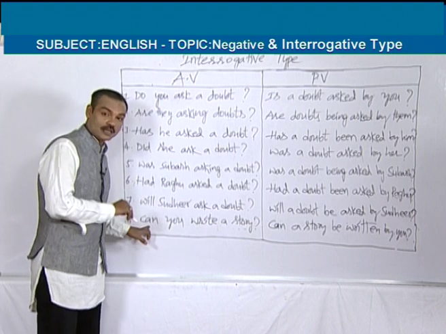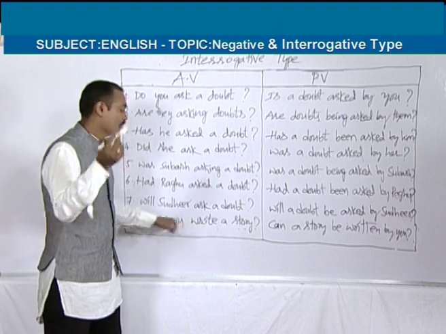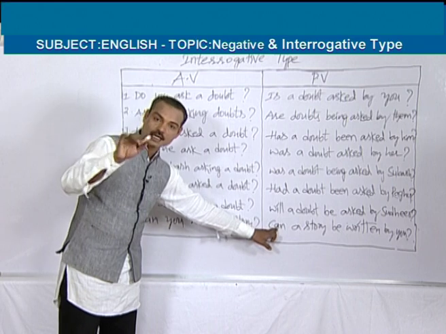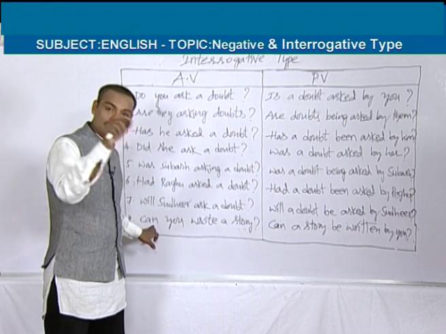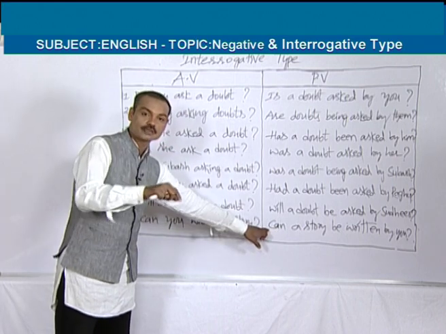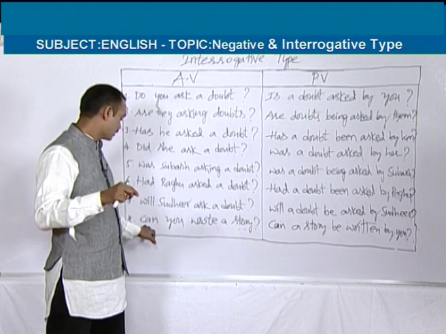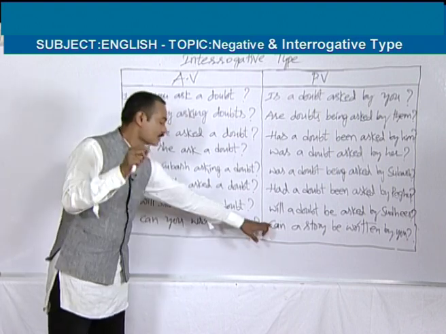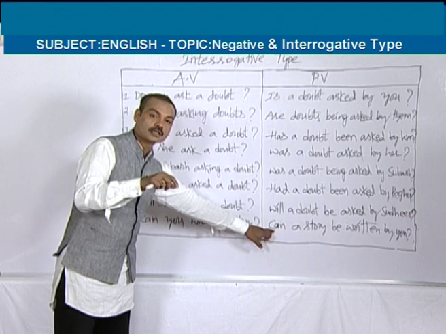If the active voice starts with can, the passive voice also should start with can. If the active voice starts with could, the passive voice also should start with could. If the active voice starts with should, the passive voice also should start with should.